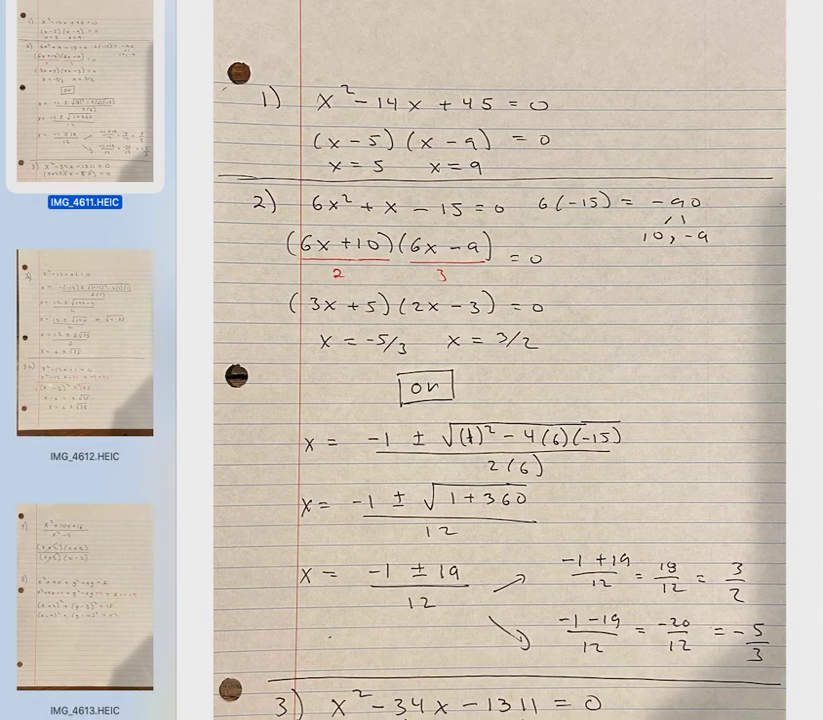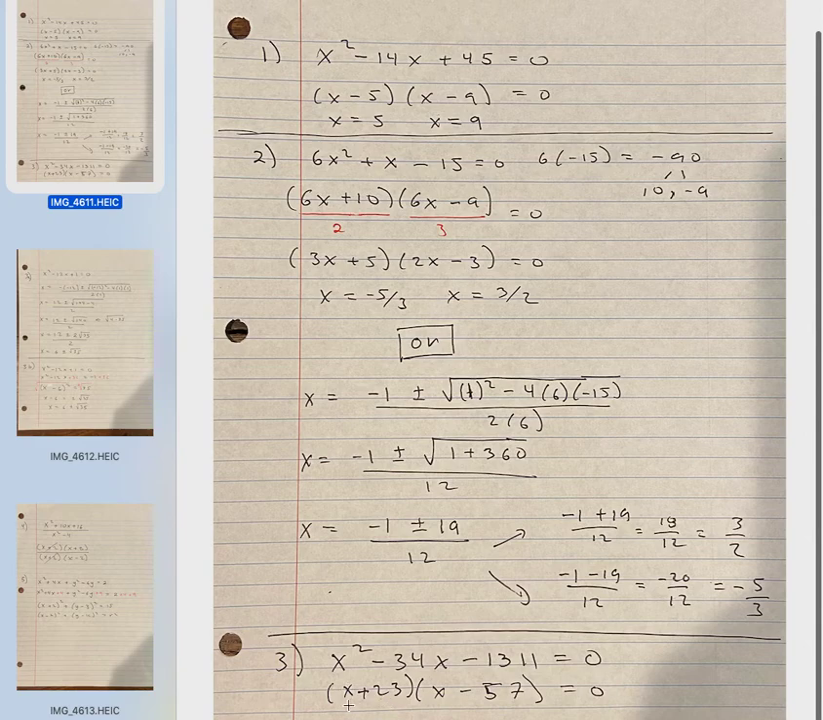I have another one down here that looks like this, right? It's a plain x squared, with some stuff. But what multiplies to be 45 and adds to be negative 14 is pretty easy. What multiplies to be negative 1,311 and adds to be negative 34 is really hard. I have no idea what that is.